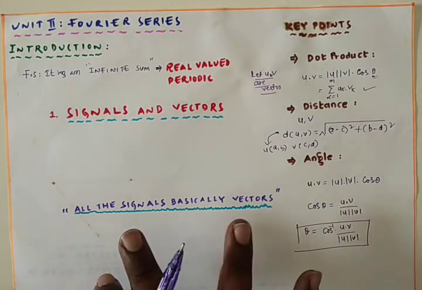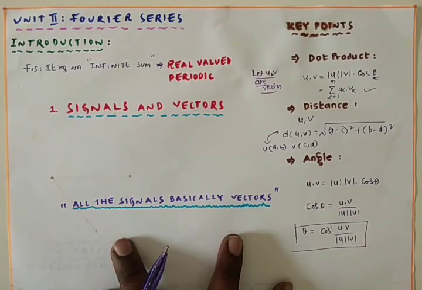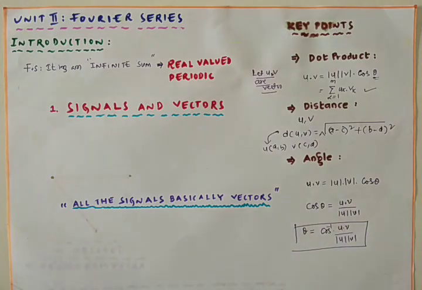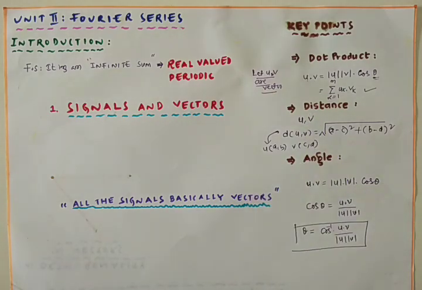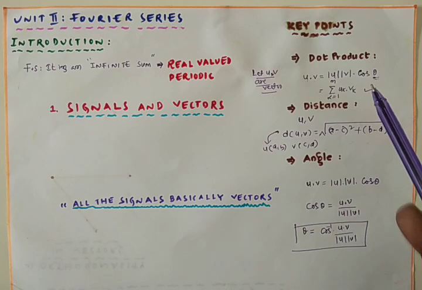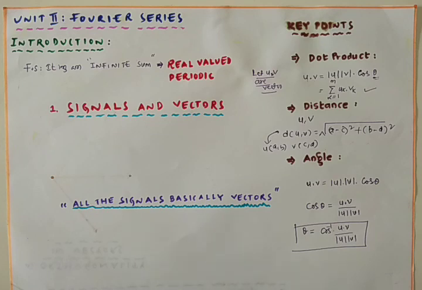Why have we been discussing these vectors? Because signals have an analogy with vectors, so if you are good at these three points of the vectors, we can apply the same concepts to study signals, that is real valued signals and periodic signals. One is the dot product of two vectors, the distance between the two vectors, and the angle between the two vectors. Then it is simple to analyze the Fourier series in the second unit.